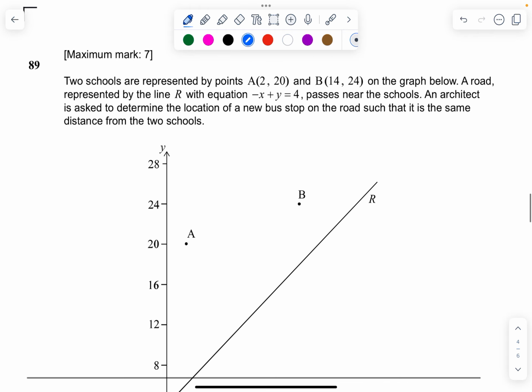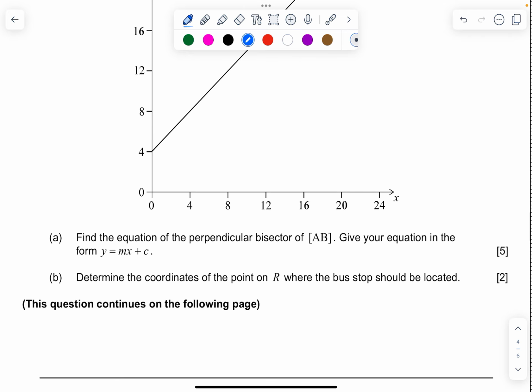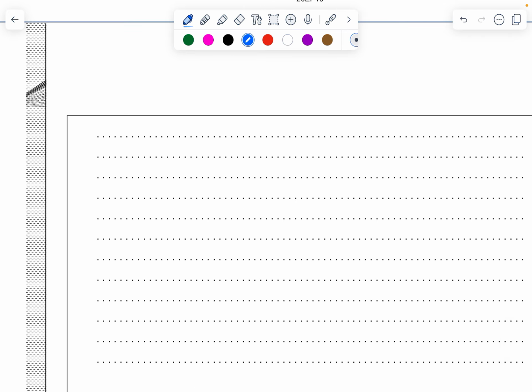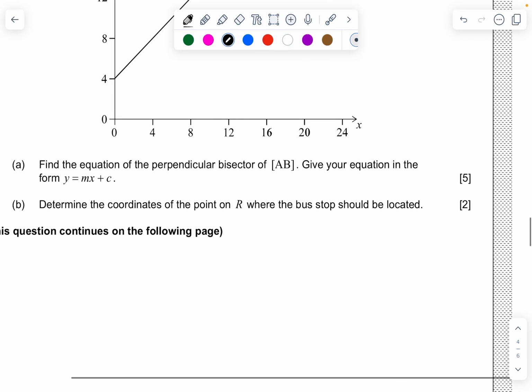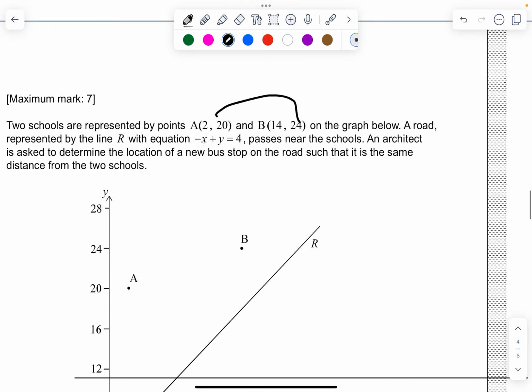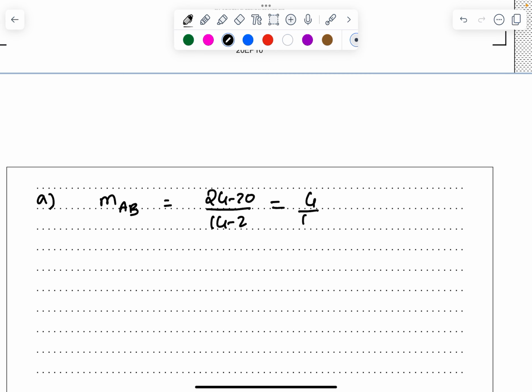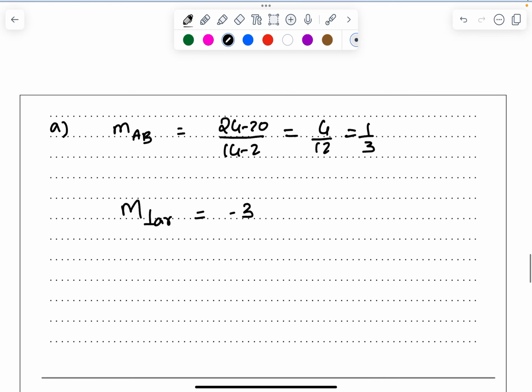Question number 89. Two schools A and B are on the graph. Then he's asking to find the equation of the perpendicular bisector for AB. So first of all, I'll find the gradient of AB. Gradient of AB is y2 minus y1 by x2 minus x1. 24 minus 20, 14 minus 2, which is 4 by 12, which is 1 upon 3. Then the perpendicular gradient will become nothing but what? Minus 3.